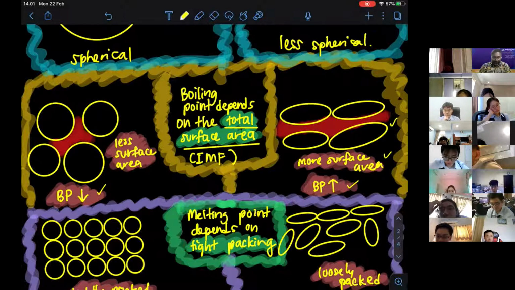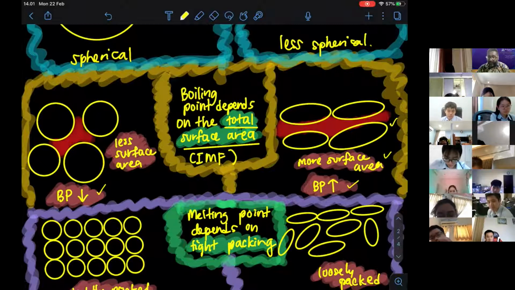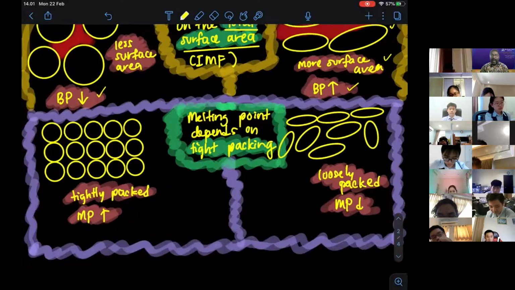Sir, does this concern van der Waals forces? Yes, it concerns van der Waals forces. Among intermolecular forces, we have permanent dipole-dipole, van der Waals, and hydrogen bonding. Here we are not talking about polarity, so we are not talking about hydrogen bonding. The only thing we are going to talk about is van der Waals forces. When we say total surface area, it means the points of contact where the electrons can be rearranged at one side. So this is van der Waals forces. I want you to just learn how to differentiate.